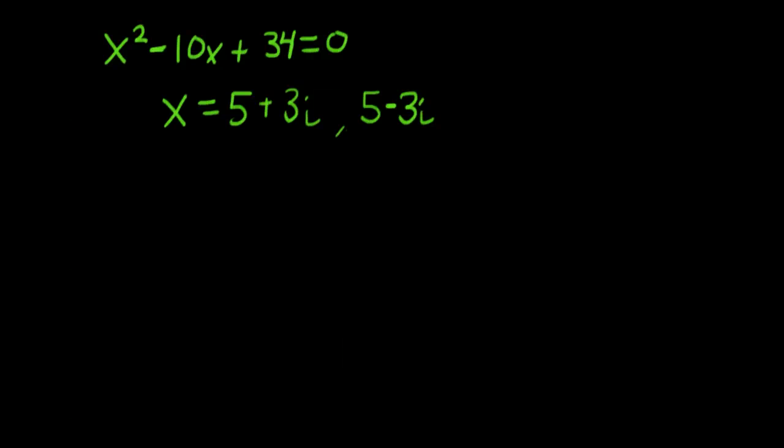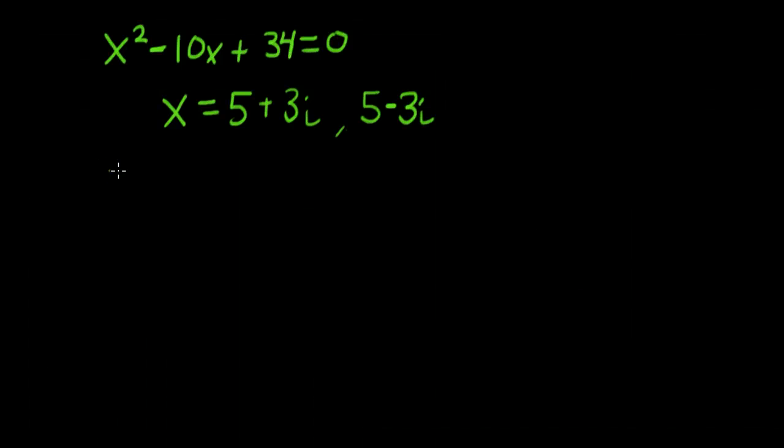So for this original problem, x squared minus 10x plus 34 equals 0, we found that x was equal to 5 plus 3i and 5 minus 3i. Another cool thing is we can actually check this by plugging in these solutions and seeing that the equation is true. So let's just go with 5 minus 3i. We're going to check that.